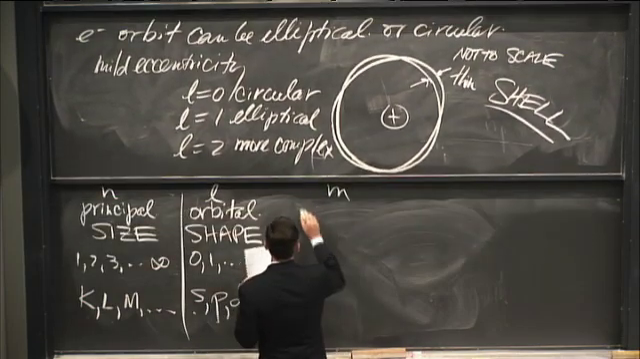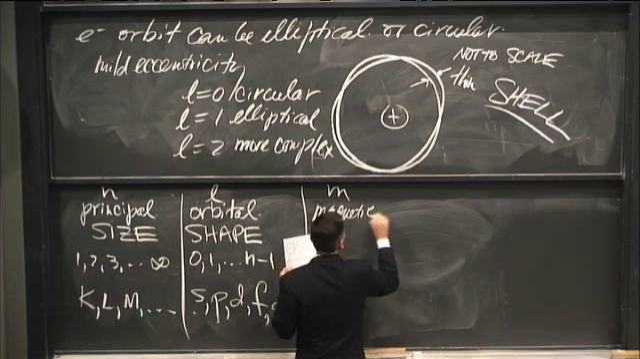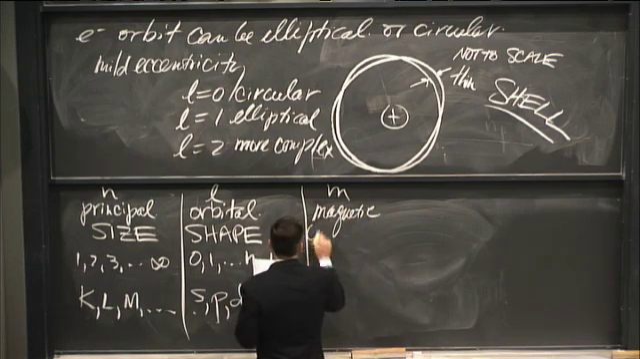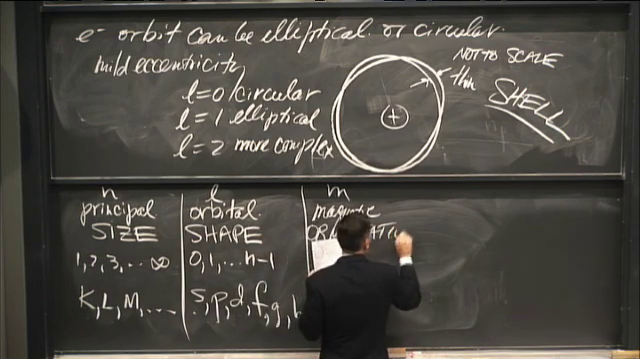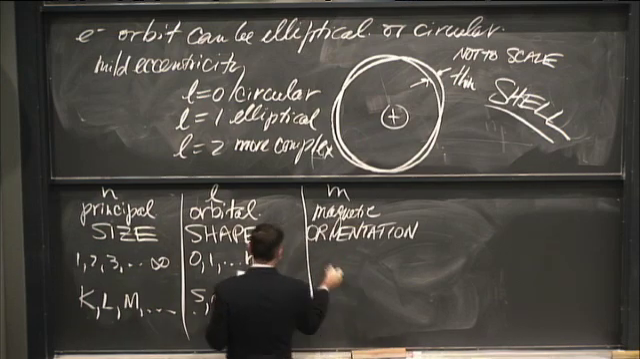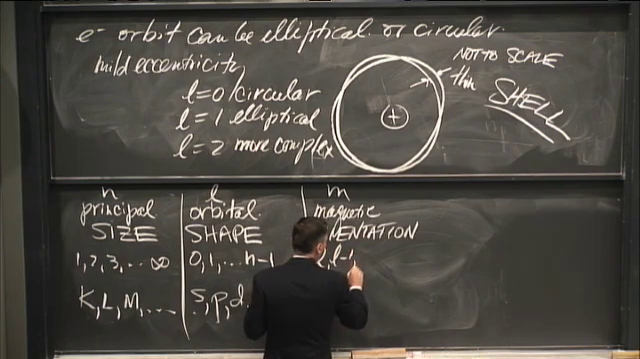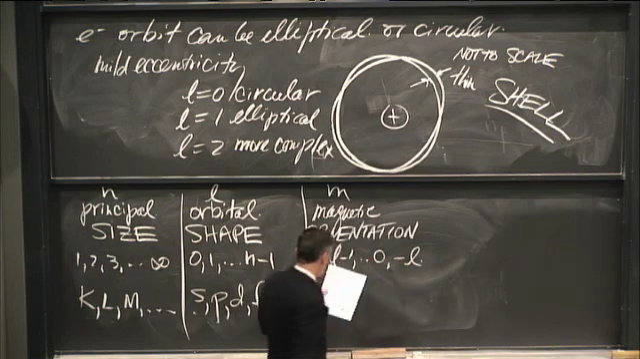And then M is the magnetic quantum number. M is the magnetic quantum number, and it talks about orientation. I'll show you what I mean by that in a second. The values are governed by L, which is governed by n. It starts at L, L minus 1, goes down through 0, goes to minus values, and ends at minus L.